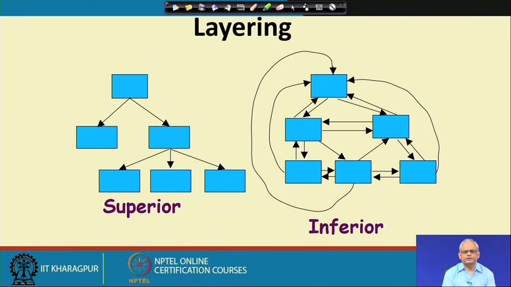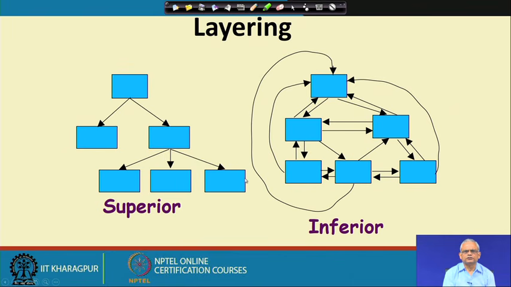Another requirement is layering. A tree-like call relationship among modules is superior, whereas an arbitrary call relation is an inferior design. We will see why layering is a good idea.